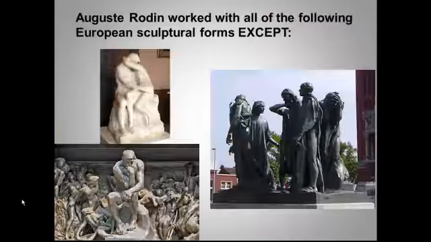So Rodin, he worked with all of the following European sculptural forms except, well, what do you see here? You have a nude couple kissing. You have the heroic burghers of Calais, and remember, you want to know their story. And Dante, or probably Dante, sitting at the gates of hell. The answer is going to be a kind of work you don't see. Think Donatello or even the statue of Marcus Aurelius. That's a very broad hint.